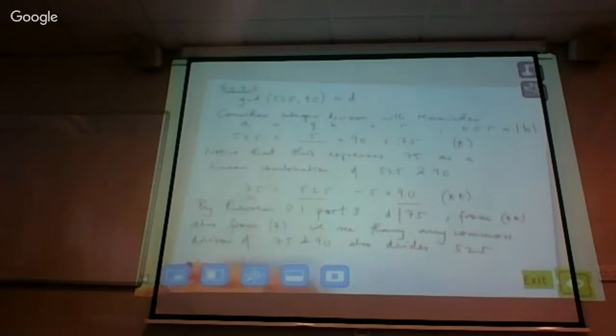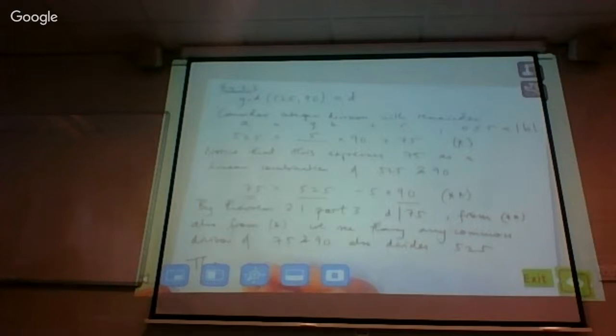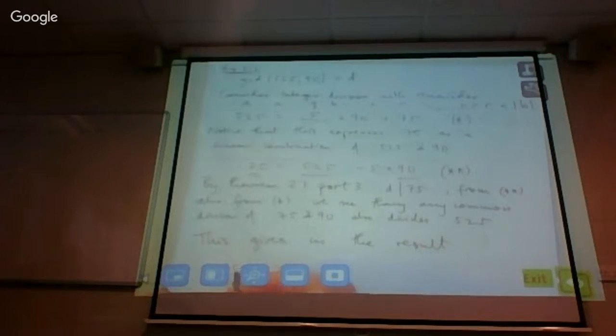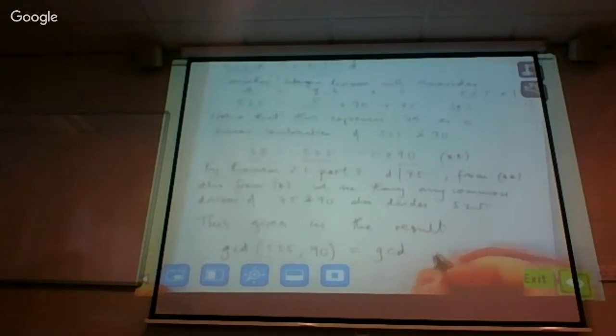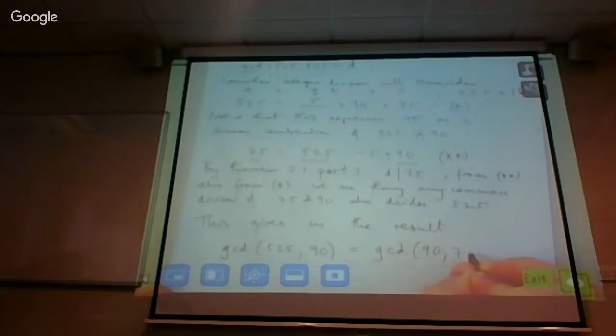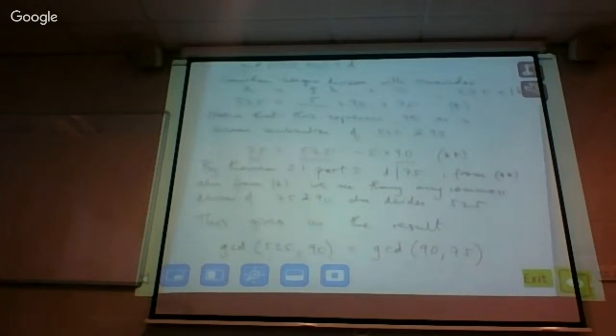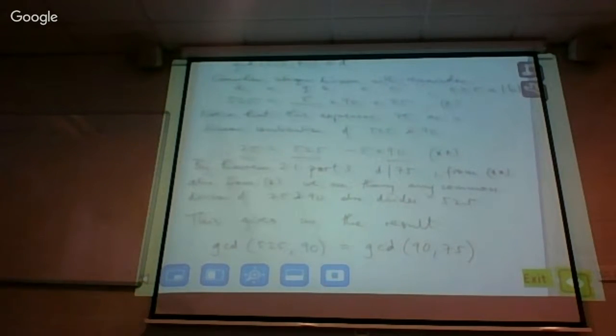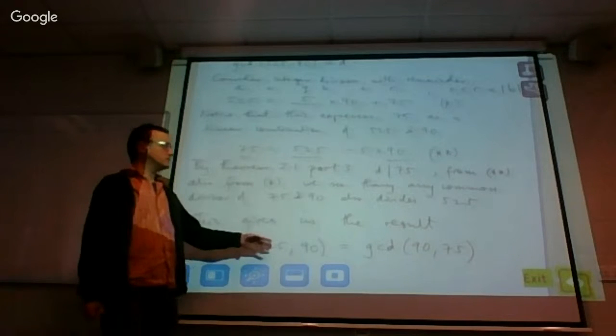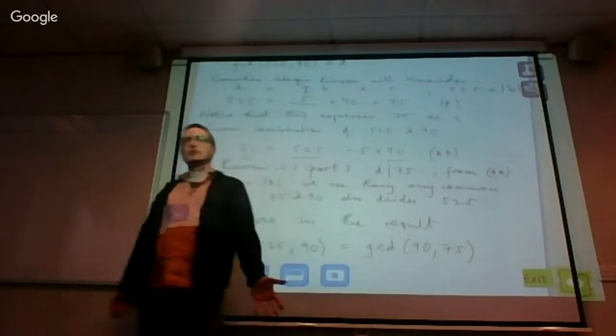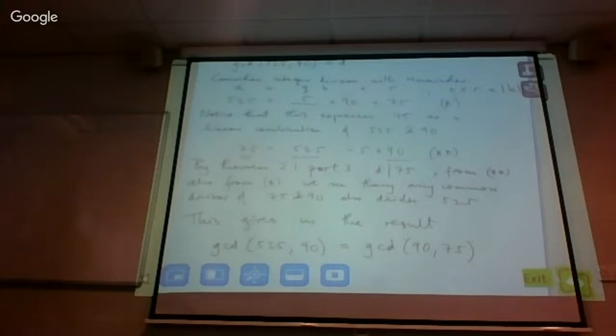So this gives us the result. This is the key step. This is the key observation, the key observation behind the proof, behind the operation of the Euclidean algorithm. The greatest common divisor of this pair, 525 and 90, must be the same as the greatest common divisor of 90 and 75.